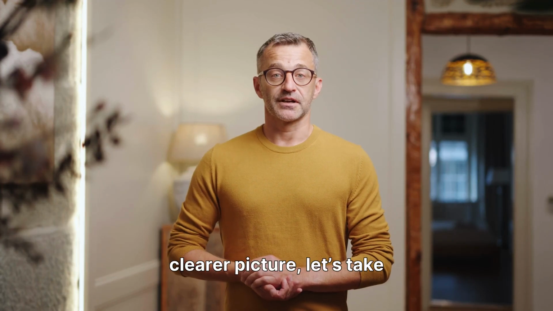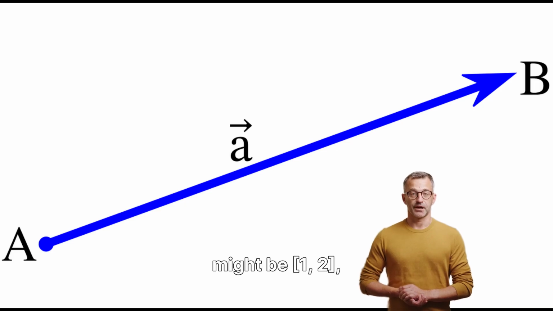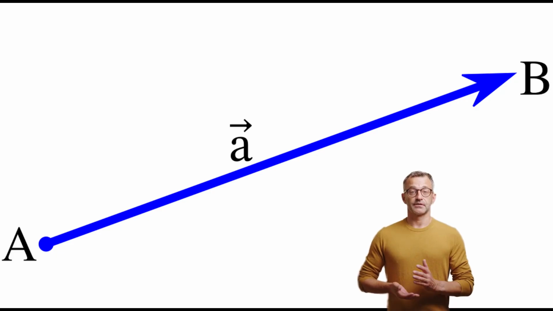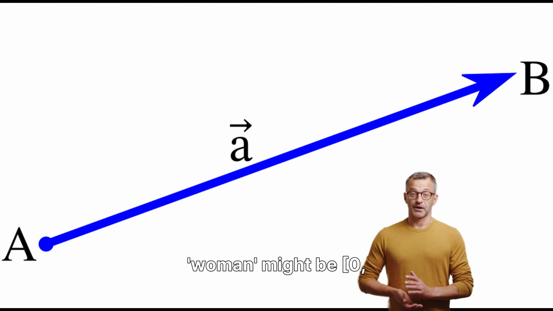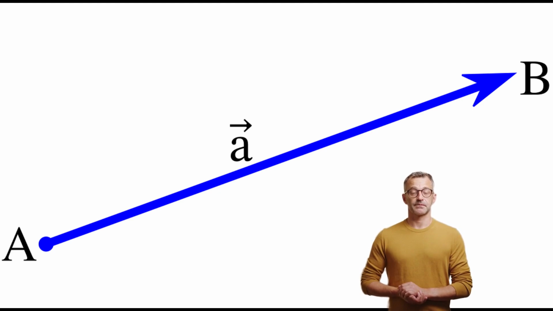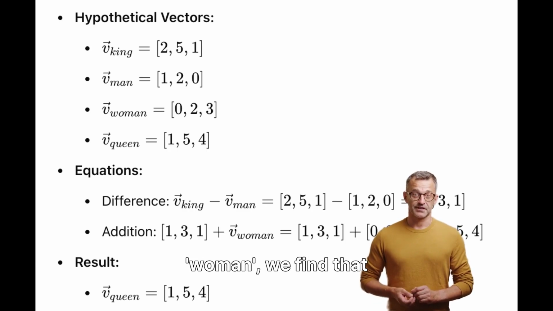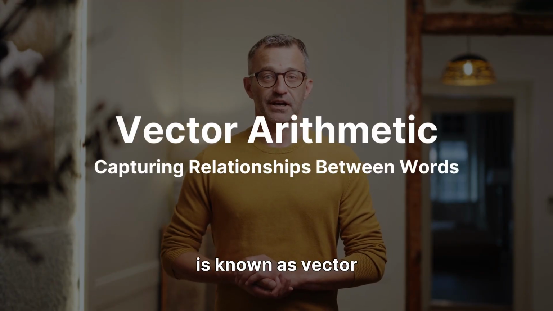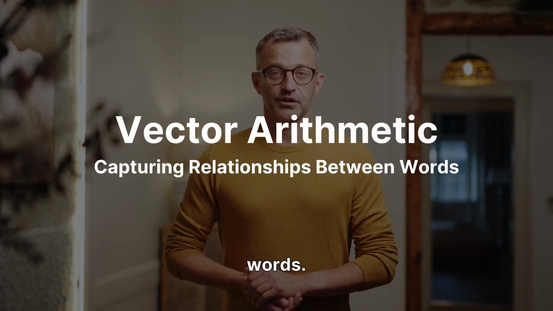To give you a clearer picture, let's take a look at a simple example. Imagine a 2D plane where the vector for king might be (1, 2), the vector for queen might be (1, 3), the vector for man might be (0, 2), and the vector for woman might be (0, 3). Now, if we subtract the vector for man from king and add woman, we find that it's quite close to queen. This property of embeddings is known as vector arithmetic, and it's what makes them so powerful in capturing relationships between words.